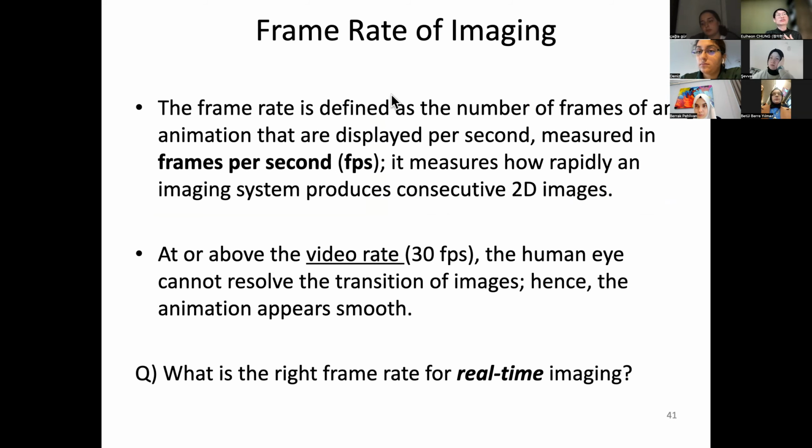All right. And the other concept you want to know, especially when it's not a still image and you want to see a dynamic image, is the frame rate, usually frames per second. Like our videos, usually the video rate is 30 frames per second. And sometimes we call it real-time imaging. And what's the right frame rate when we claim real-time imaging? Maybe someone can try to answer.